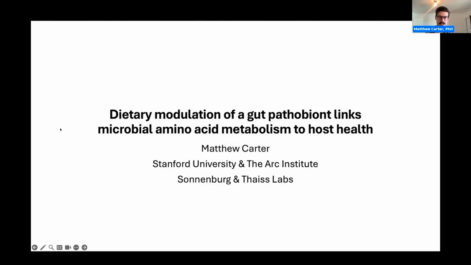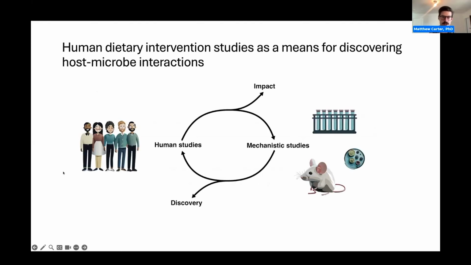When I was in Justin's lab, something that we were very interested in was using human dietary interventions to probe host microbe interactions. So many of us here study the microbiome. One of the strongest modulators of the microbiome is diet.